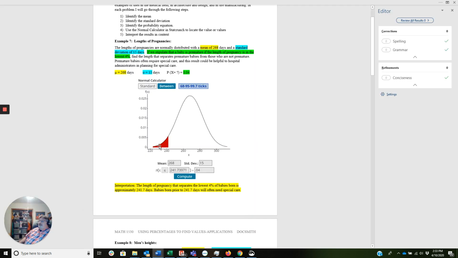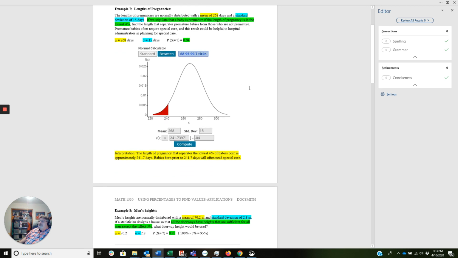You see that to the left, this is shaded. So what is the interpretation here? The length of the pregnancy that separates the lowest 4% of babies born is approximately 241.7 days. Babies born prior to 241.7 days will often need special care. Well, here's a real-life application.